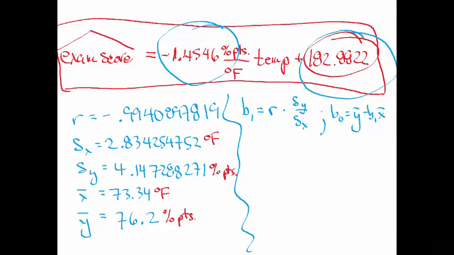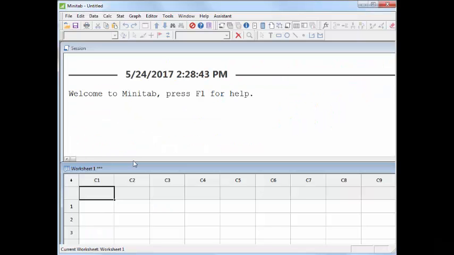Now let's see real quick how to do this with Minitab. In keeping with my convention, I'm going to put my x values in a list on the left and my y values in a list on the right. But I'm actually going to call them what they are. My x values are my temps, and my y values are my exam scores, or average exam scores rather.